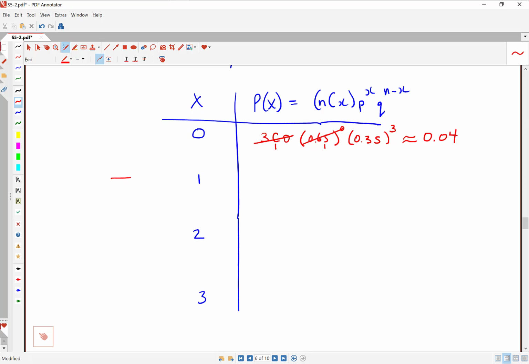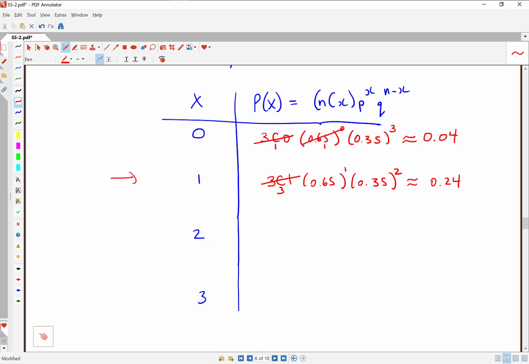Now for the second row, x is going to be 1. So we're going to have 3C1, 0.65 to the 1 times 0.35 squared. 3C1 is going to be 3. You can put this whole thing into your calculator. It comes out to about 24%. So 24% chance that he makes one of his shots and misses the other 2.